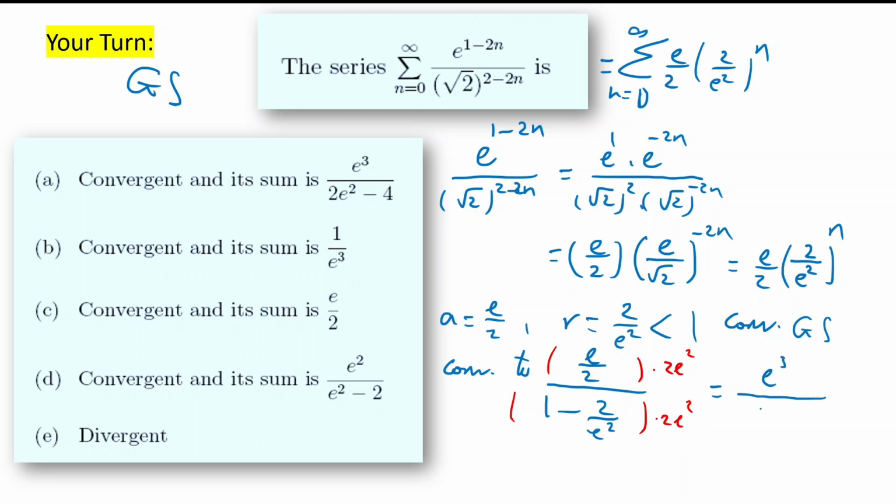Down, distribute this. This is e squared minus 4. So compare, this is part A. I know with multiple choice it's easier. You could expand the first two terms.